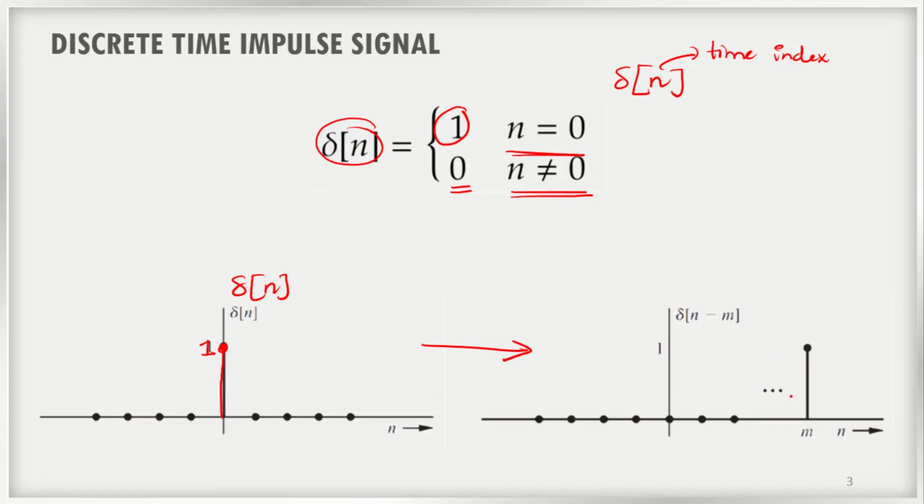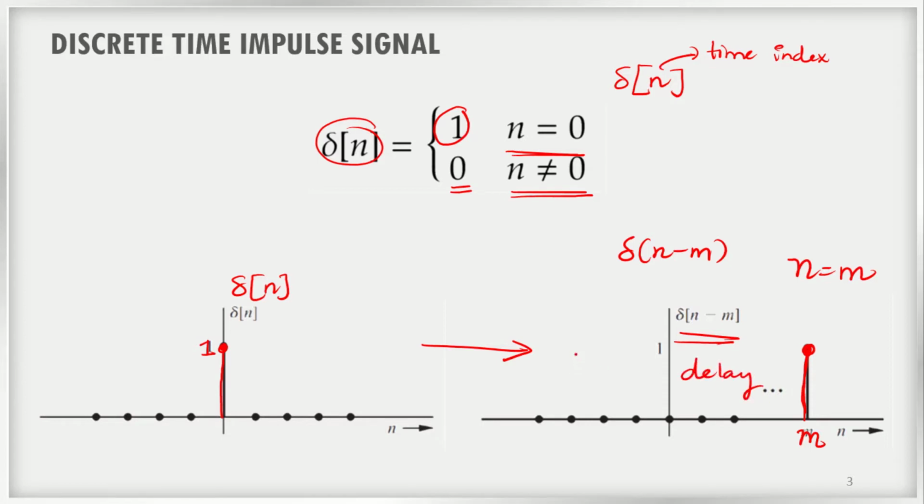For example, here you can see the index value of n. Here n is equal to m. In that case, if you write del of n minus m, what happens is that our impulse will move to a location m. Here it is n minus m, so it is a delay. Actually it is a delay.